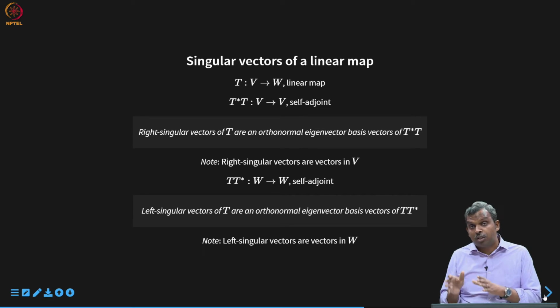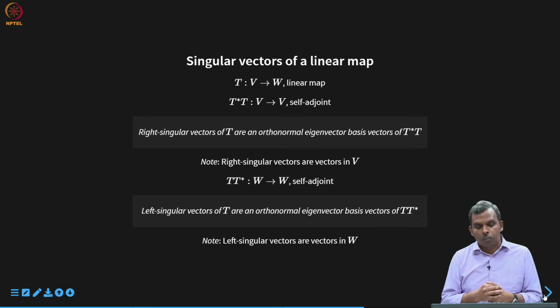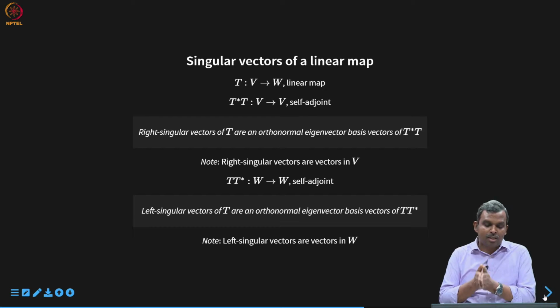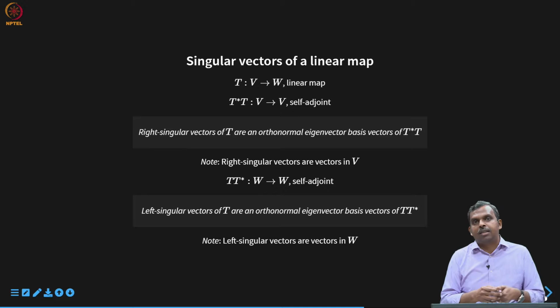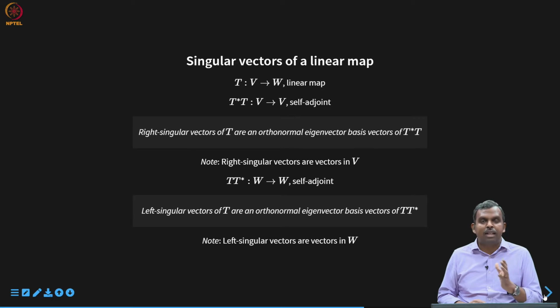If I take an orthonormal basis of eigenvectors of T T star, I end up getting what are called left singular vectors of T. Okay, so this is the definition. Once again, right singular vectors are vectors in V, left singular vectors are vectors in W. They are always orthonormal, by definition. They cannot be anything else, and they are very easy to come up with. So even for a linear map T, when V and W are different, these singular vectors are very well defined. They end up being orthonormal basis vectors of V and W related to T star T and T T star. So, a simple definition for singular values and singular vectors.